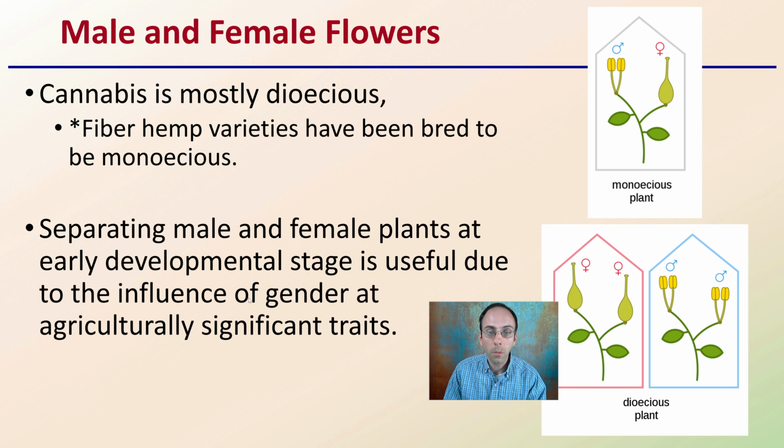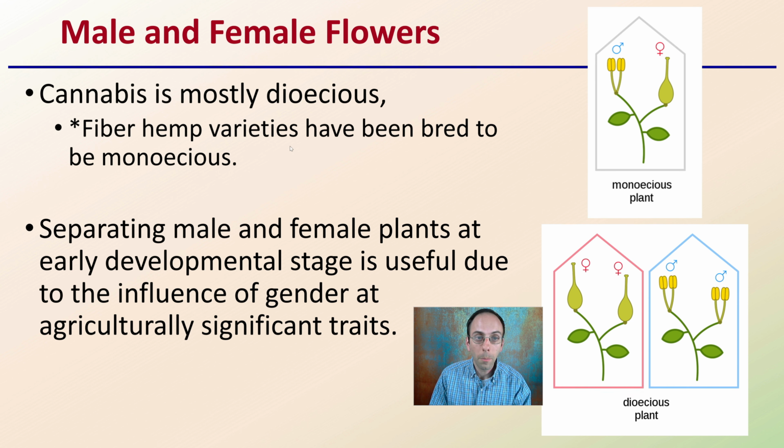So first off, we're looking at male and female flowers. Cannabis is mostly dioecious. What does that mean? Well, for fiber, hemp varieties have been bred to be monoecious. And when we use these terms, what does that mean? Dioecious means that it's producing either a female plant or a male plant. Monoecious will produce male and female flowers on the same plant. So with these dioecious plants, we have distinct female and male plants.